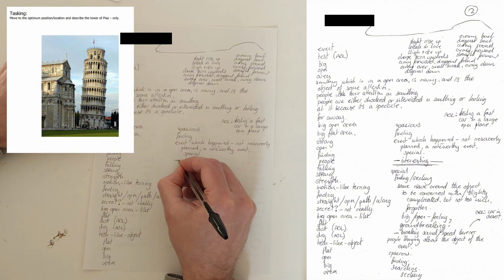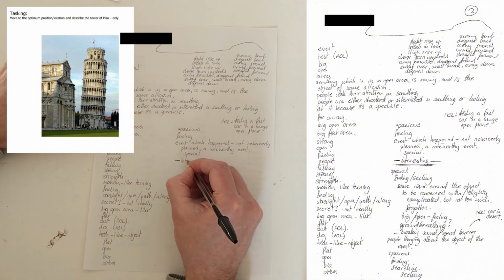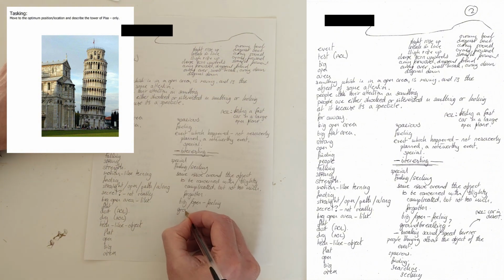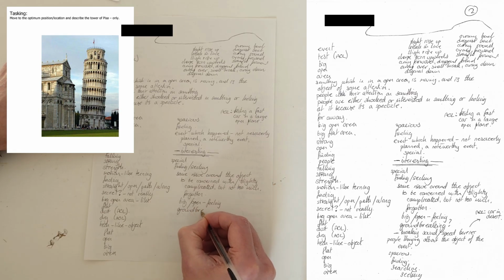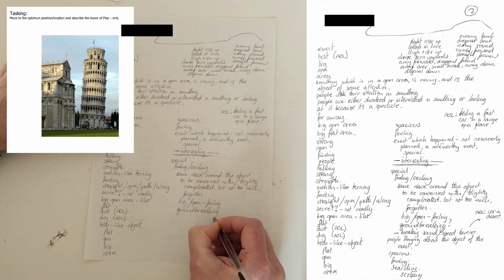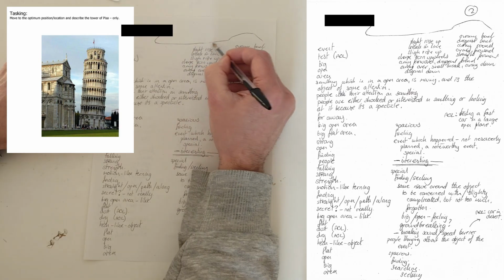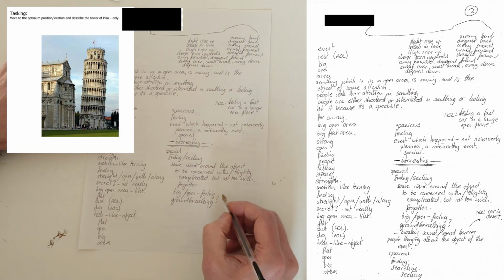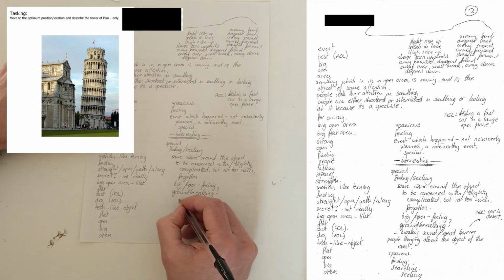So that was very clear to me at that point that I'd received some type of emotional feeling. Further down I wrote that there is some issue around the object to be concerned with. It's slightly complicated but not too much. I guess this could mean that the people are concerned it's going to fall over.